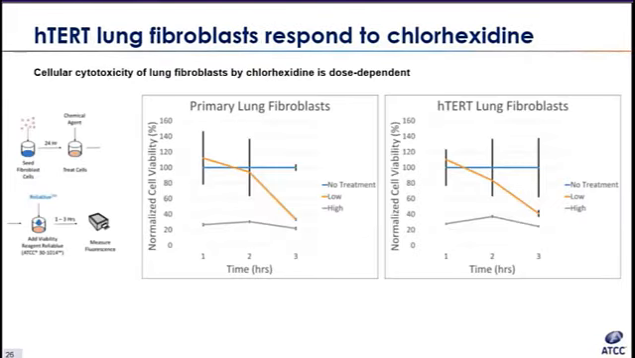Finally, I wanted to share the results from our final airway model toxicity study. Here, we wanted to assess hTERT lung fibroblasts' response to chlorhexidine exposure. We showed that the primary lung fibroblasts demonstrate a dose-dependent response to chlorhexidine, with increased chlorhexidine concentrations corresponding to increased cell death relative to untreated controls. We also show that our hTERT immortalized lung fibroblasts demonstrate a dose-dependent cytotoxic response as well, and this profile is similar to our primary cells.